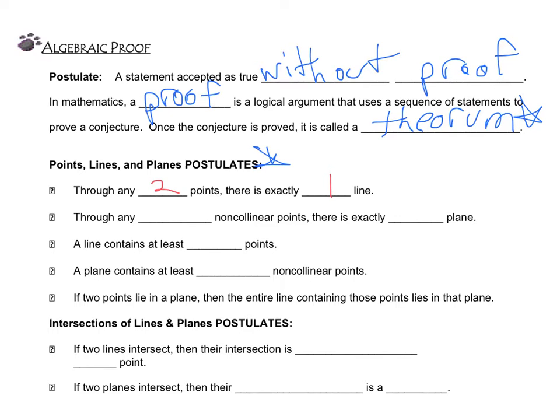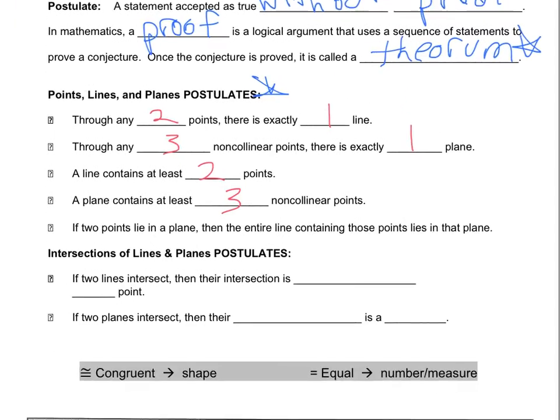And a few others: through any 3 non-collinear points, there is exactly one plane. A line contains at least 2 points. A plane contains at least 3 non-collinear points. And the last one, if 2 points lie in a plane, then the entire line containing those points lies in that plane. Those are all postulates dealing with points, lines, and planes.